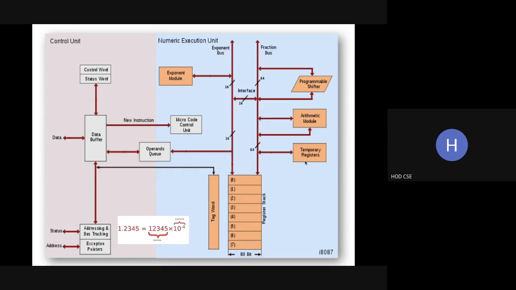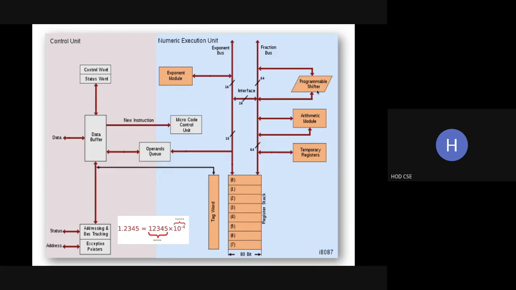So here we have the temporary registers, which are used for division. For division, one of the data must be in this register and the other must be in the temporary registers. Okay. Then here we have the arithmetic module, which is used to perform the arithmetic operations. And here we have the exponent module also. Here the exponent values will be there.